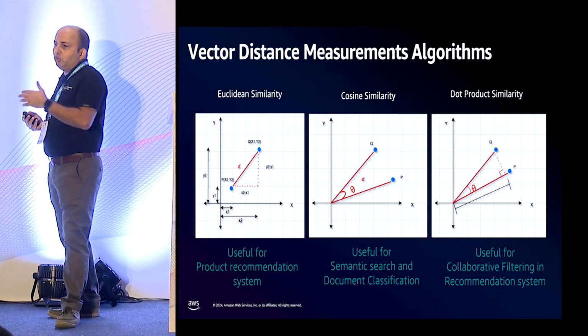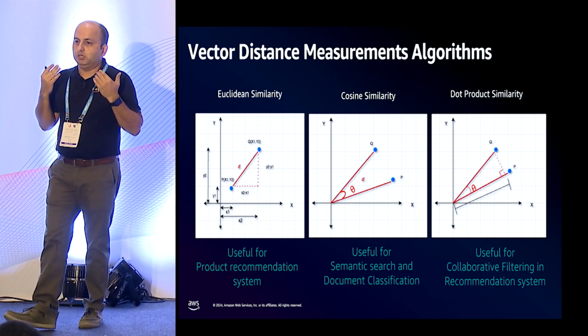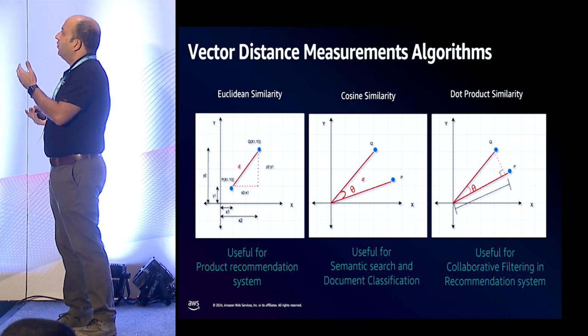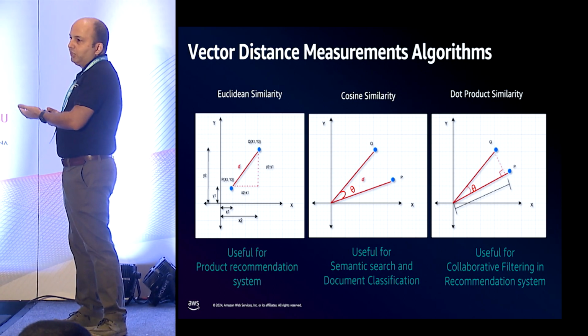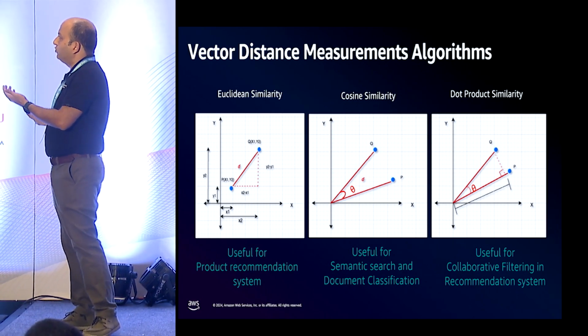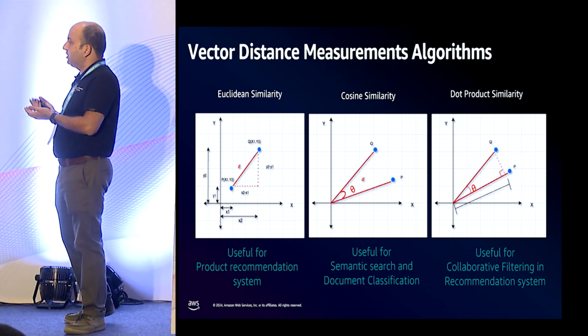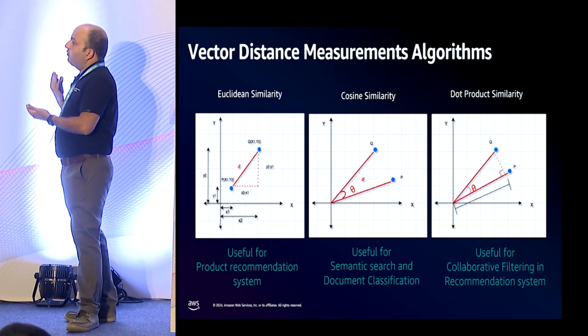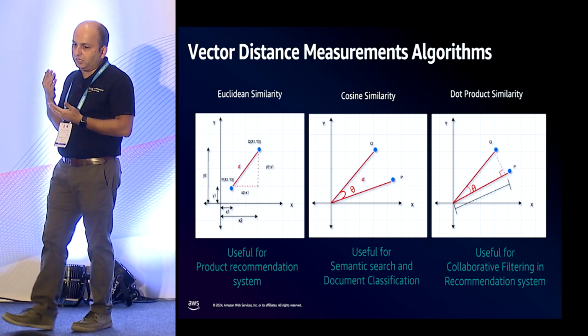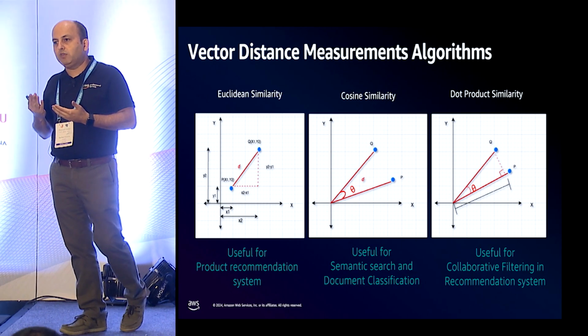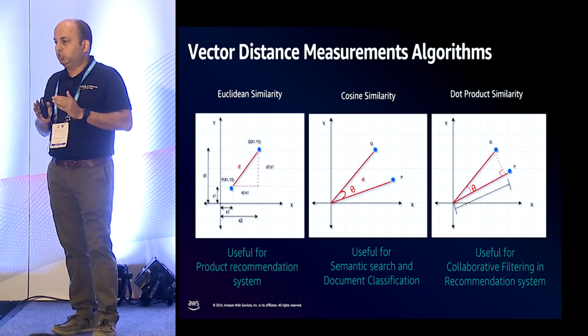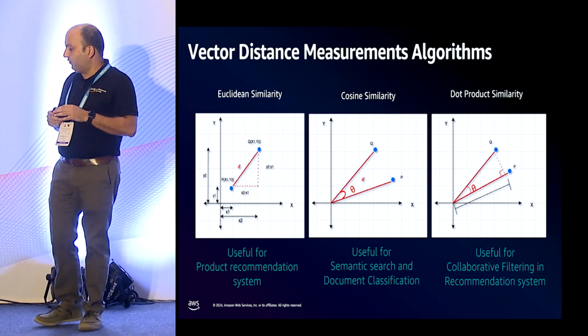So depending on the use case, you can make a choice of the similarity distance that you want to choose according to your use case. And we have a dot product, which is basically the overlap of cosine and Euclidean, which is a measure of the magnitude of the vector and the angle between them, and is mostly used in collaborative filtering and recommendation systems.